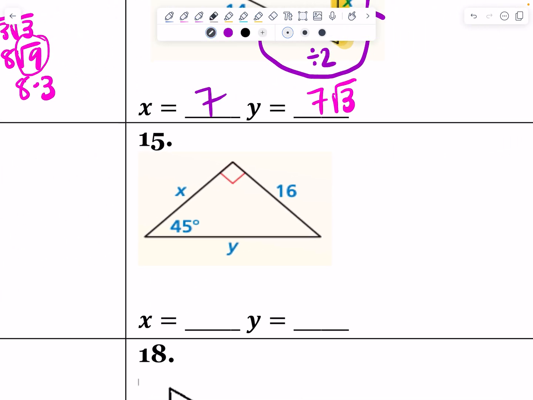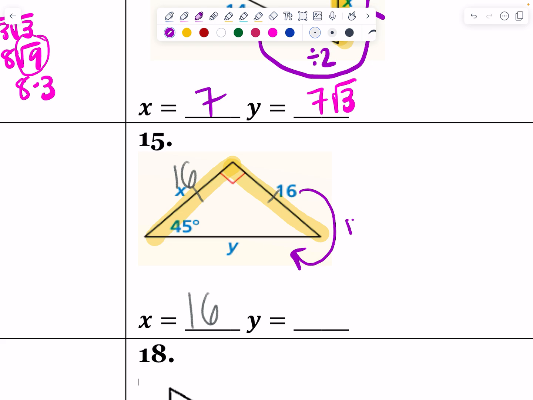Number 15 is also a 45, 45, 90 triangle. So x and 16 should be one and the same. X is going to be 16. Those are the legs of a 45, 45, 90 triangle. How do you go from that leg to the hypotenuse? I'm getting bigger, so I'm going to multiply by root 2. So my hypotenuse is going to be 16 root 2.